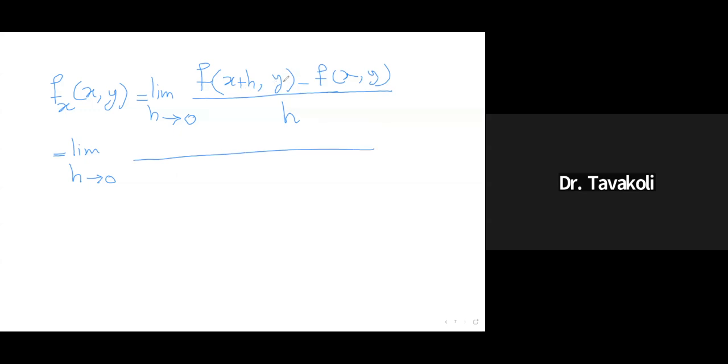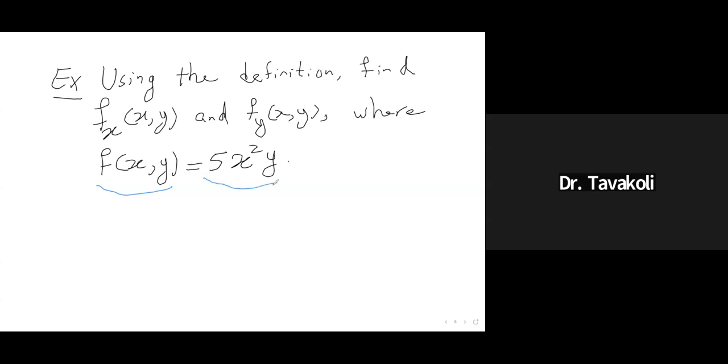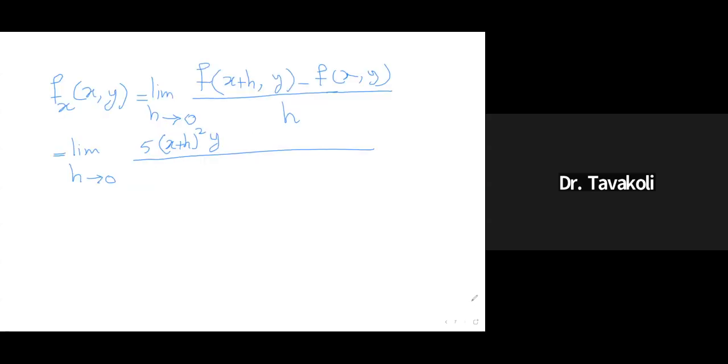So f of x plus h and y is 5 times the first coordinate, in this case x plus h, squared times the second coordinate. That was by the definition of the function. F of x and y was 5x squared y. So f of x plus h and y is 5 times x plus h all squared times y. Then minus f of x and y, we know directly what it is, 5x squared y, divided by h.